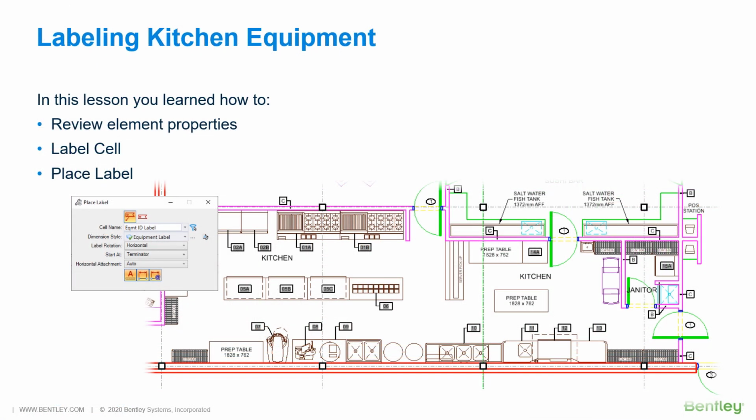In this lesson, you learned how to work with the Place Label tool that utilized a label cell to quickly produce a standardized callout that exposed properties of kitchen equipment.